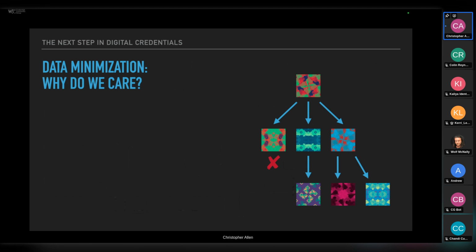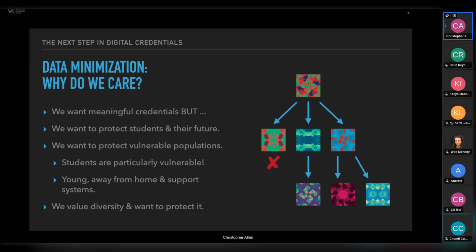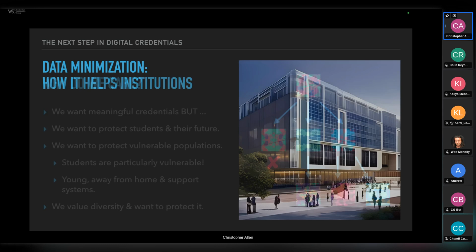As people creating these credentials, why do we care? We want meaningful credentials, but we also want to protect students and their futures. We want to protect vulnerable populations that are coming to our schools. Students are particularly vulnerable. They're young, they're away from home, they're away from their support systems, they're often away from their own cultures. We have to protect them. And of course, we value diversity, and we want to protect the diversity in our institutions. But we also want people to be able to leave our institutions and get great jobs and careers and support our institutions in the future.